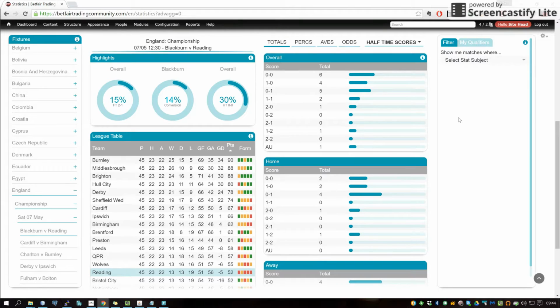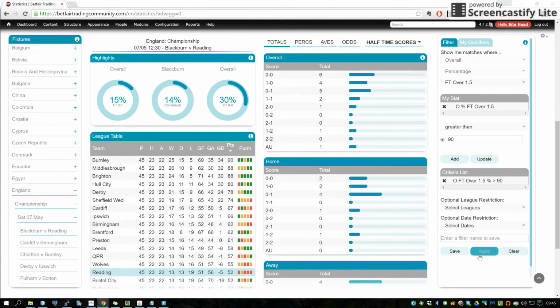So let's find some good matches on the Stats Pro software then. We'll start by filtering matches with a high percentage of over 1.5 goals. So I'll select overall as our subject because we're interested in the match as a whole. Percentage as our stat type, and I'll search for over in here so we can find the over-under stats quickly. And there it is, over 1.5. Let's go really high on this. Let's say greater than 90%. I'll click add and then apply.